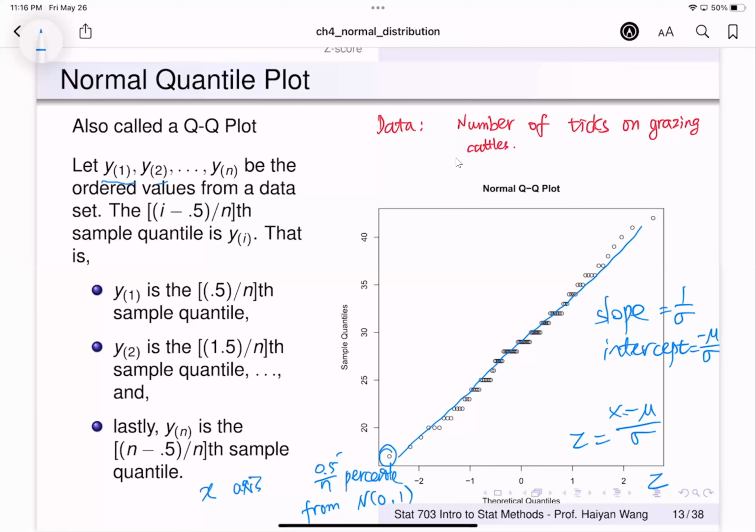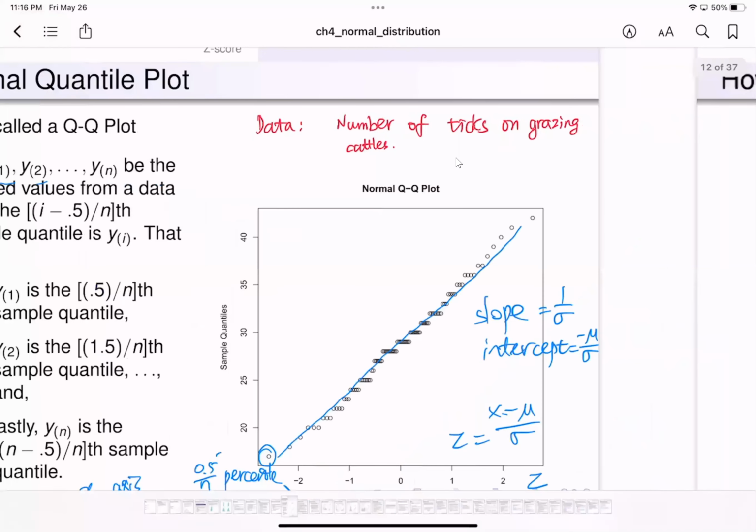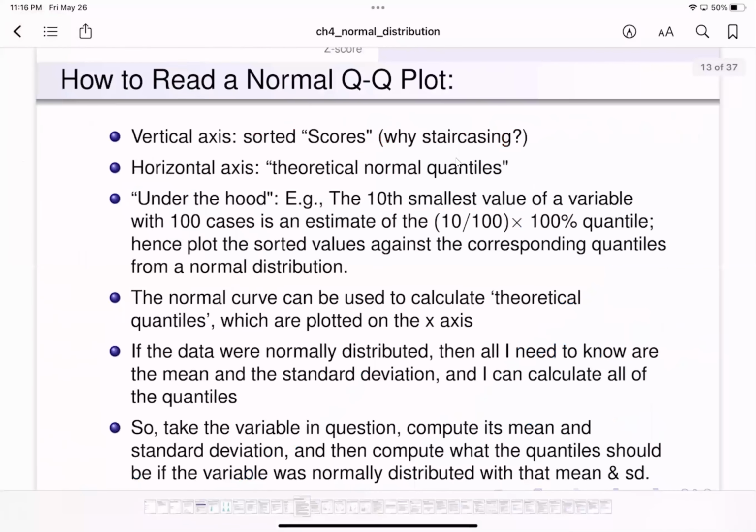But anyway, this slope and intercept, that's not important. What's important is whether these points seem to be on the straight line. If they look reasonably following the straight line, then the normal distribution is suitable. Okay, so this slide just explains what is on the normal quantile plot. Normal quantile plot is also referred to as normal QQ plot.